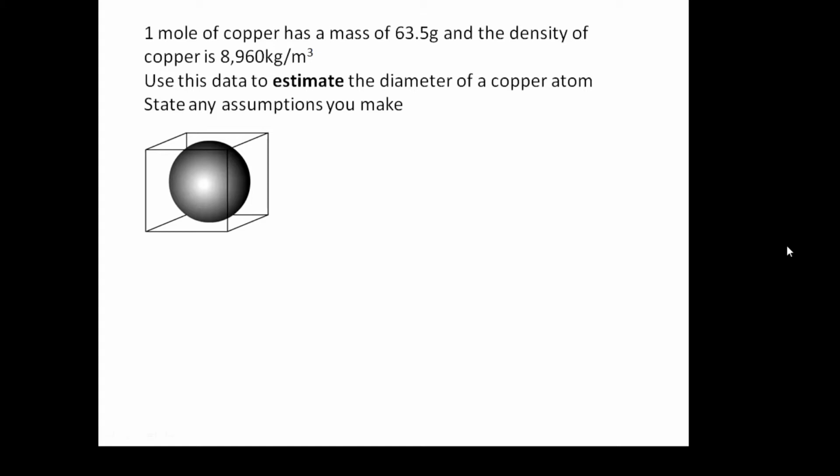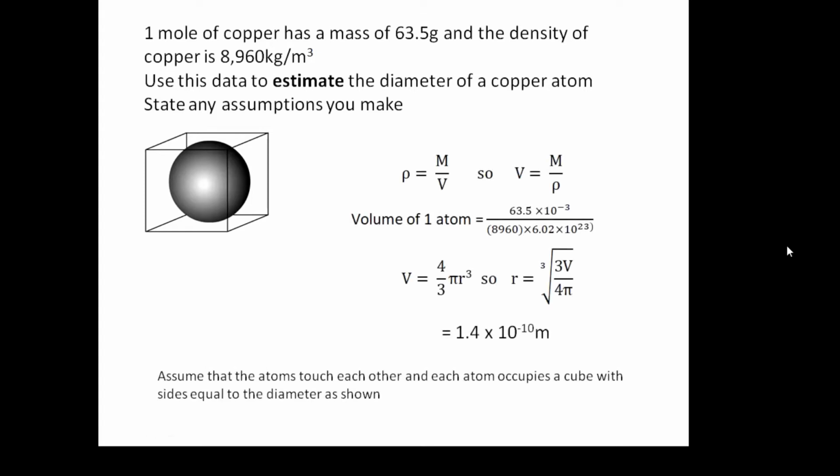Well, the calculation is basically saying that density is mass over volume. So volume is mass over density. So we can work out the volume of an atom. We know the mass of an atom is the molar mass divided by Avogadro's constant, and we know the density. And so we end up with 1.4 times 10 to the minus 10 meters.